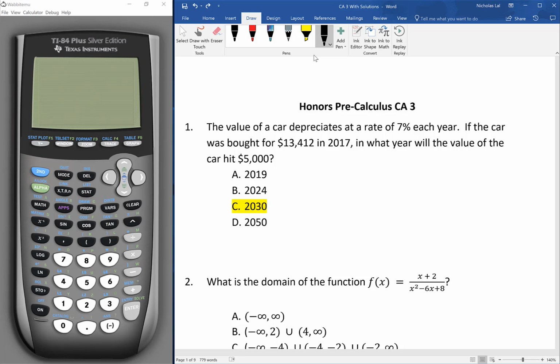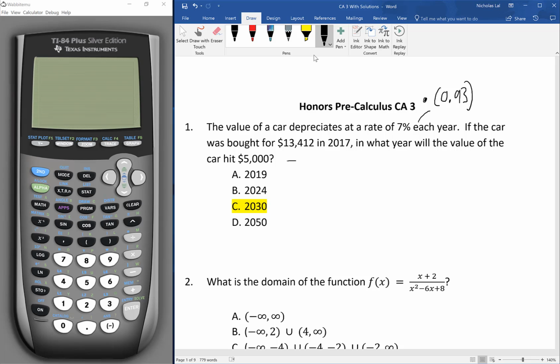So depreciates at 7% each year. That's the same as each year it's being multiplied by 0.93. So if you multiply by 0.93, that's going to be the same as depreciating at a rate of 7% each year. That being said, we need to figure out when the car will hit 5,000.